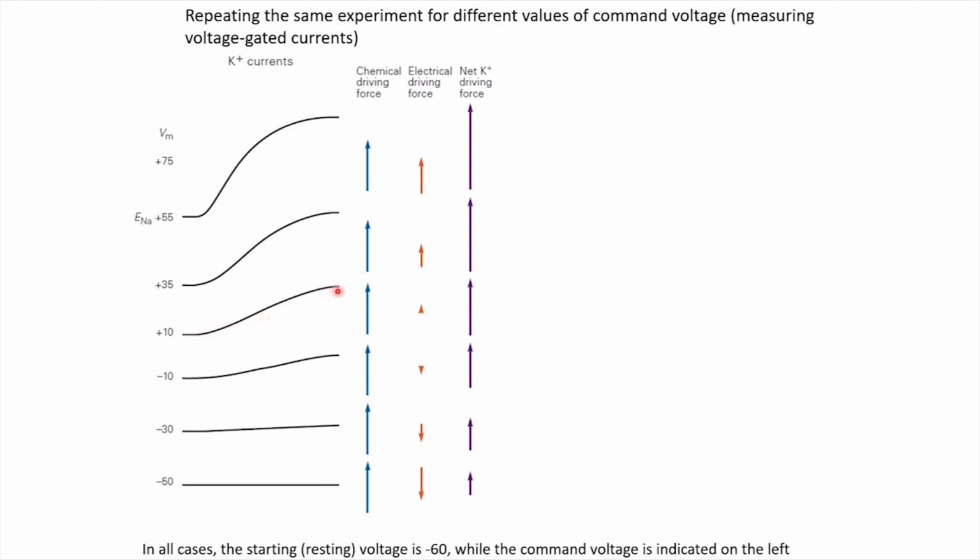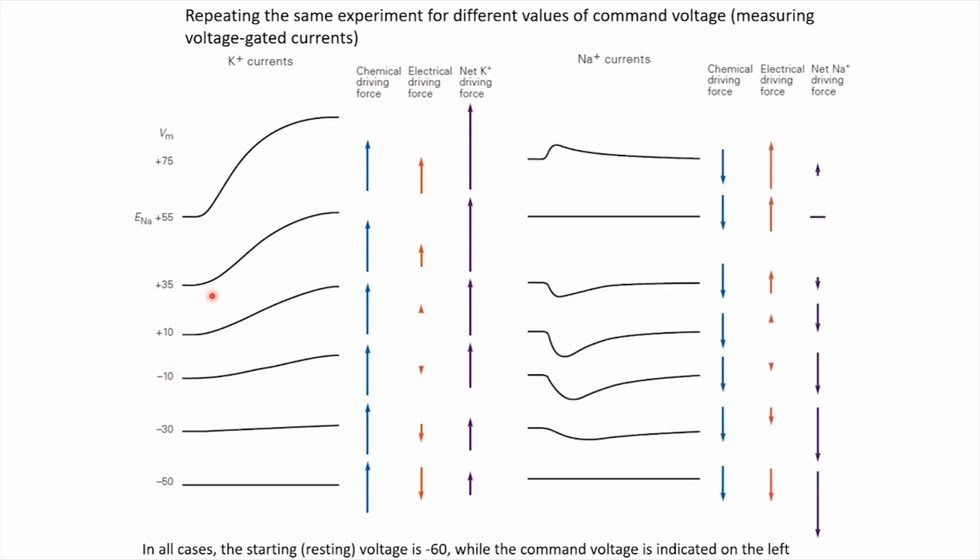And now the current will be a function of the driving force as well as the conductance. So if we know the driving force and we know the conductance, then multiplying those two should tell us what the current is. And here we know the current and the driving force, so we can divide the current by the driving force, which is simply V minus EK. Then we will get the conductance at different values of these voltages.